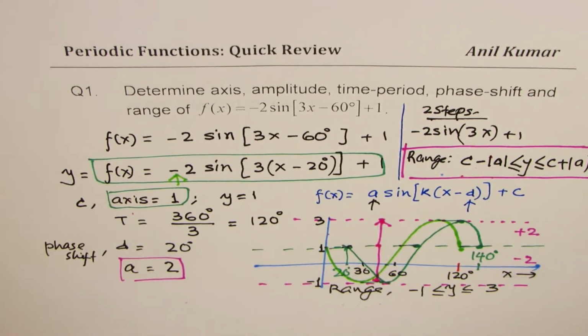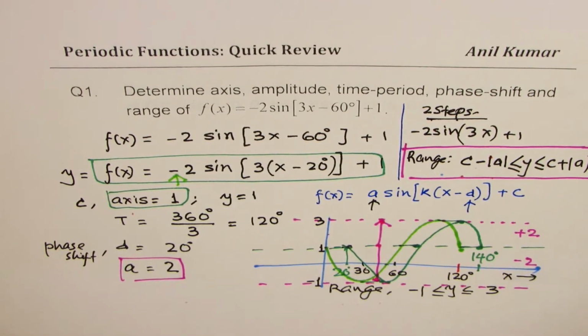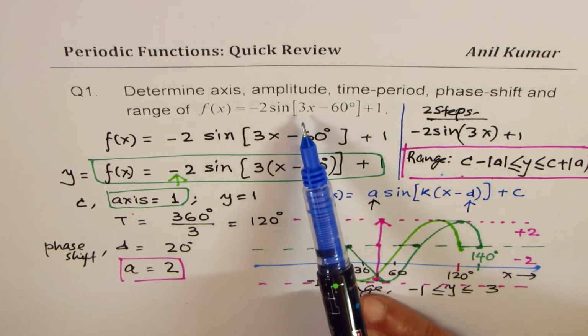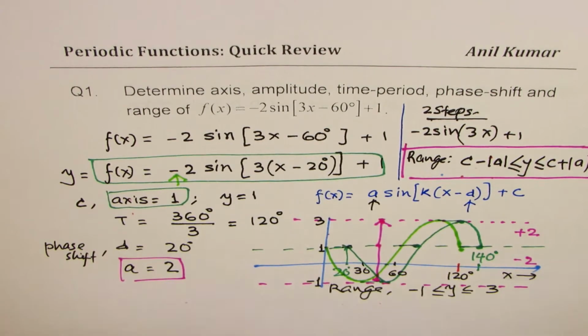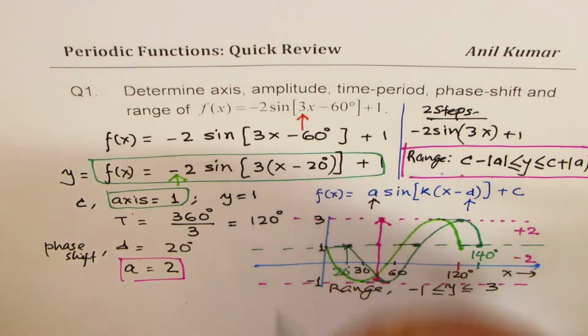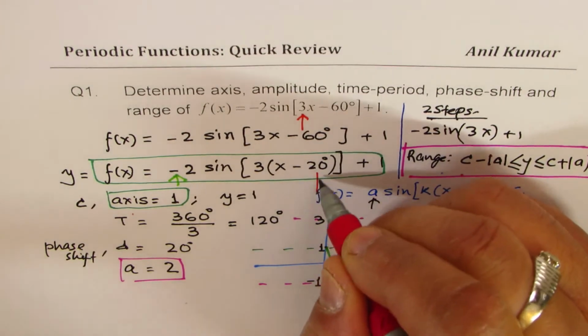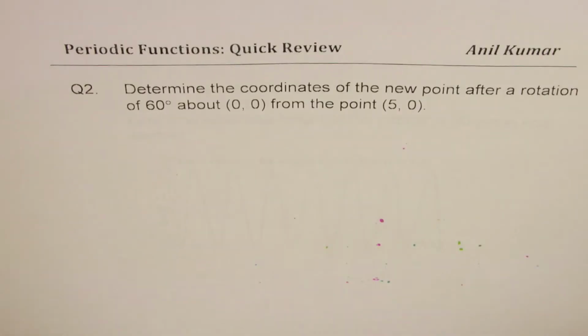So I hope this is absolutely clear, right? So now you have understood the basic equation. Don't forget to factor. That could be a mistake. So let me highlight this part. You need to factor 3 to get 20. Is it okay? Let's move on.